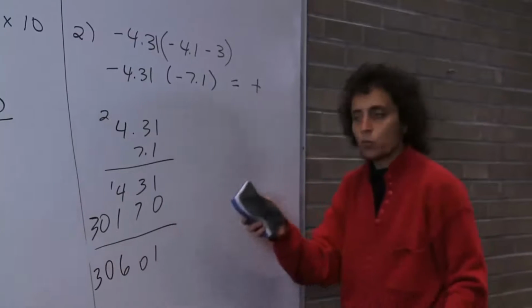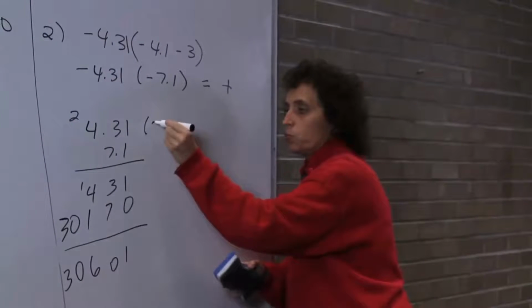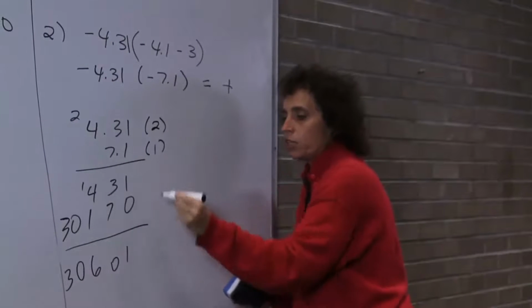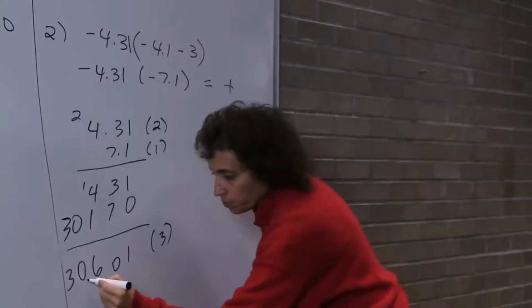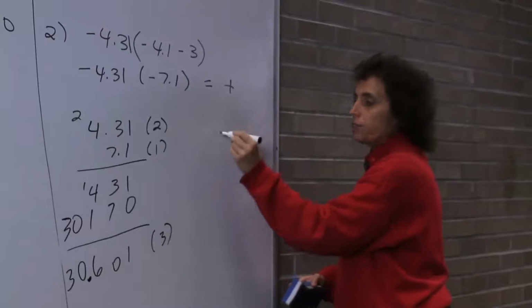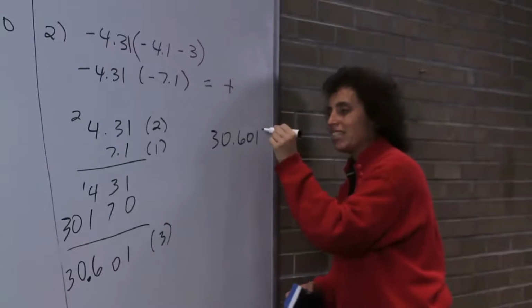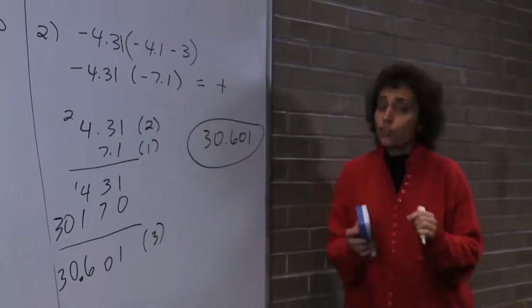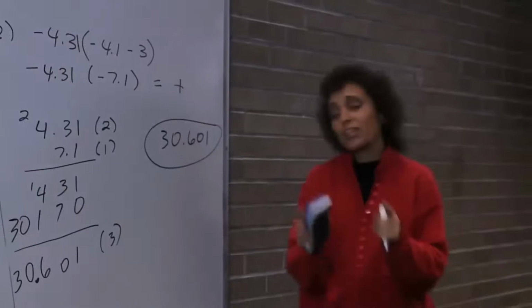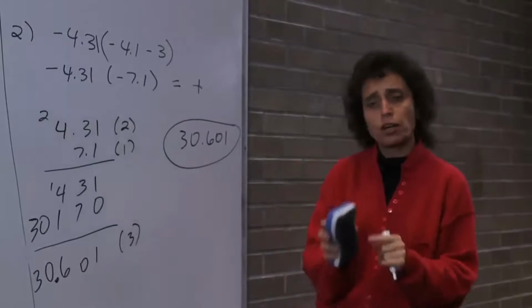Now remember where the decimal goes in multiplication. You didn't really have to line them up. You just have to count. This is 2 places in. This is 1 place in. So this has got to be 3 places in your answer. So it's positive 30.601, or 30 and 601 thousandths. So that takes care of that. There's 2 more on the paper. There's actually one that looks really hard, number 4. We'll make sure we do that together, but try number 3.